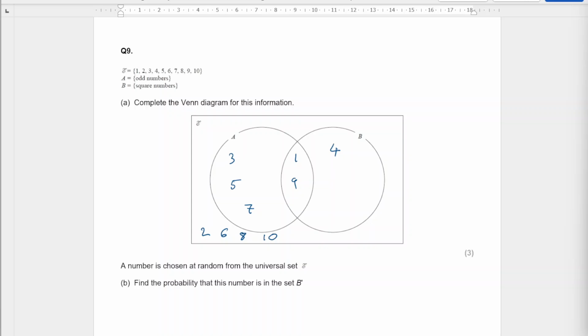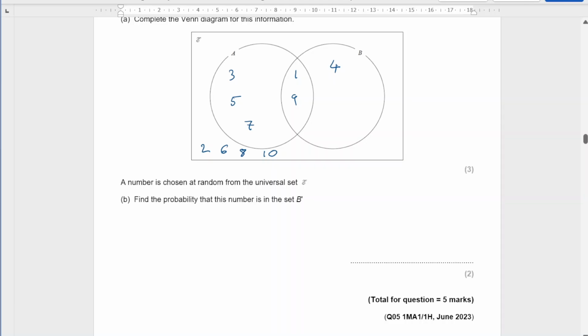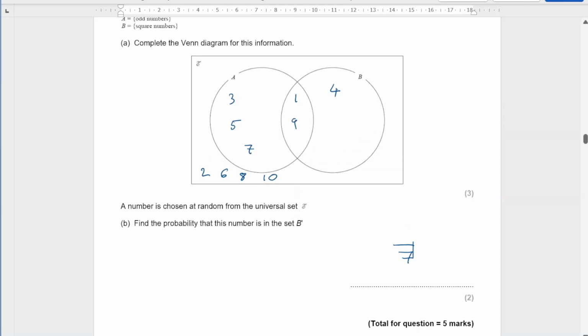And a number is chosen at random from the universal set. Find the probability that it is not in set B. So we've only got 3 numbers and we've got 10 numbers in total. So that's going to be 7 that aren't in B. So 7 out of 10.